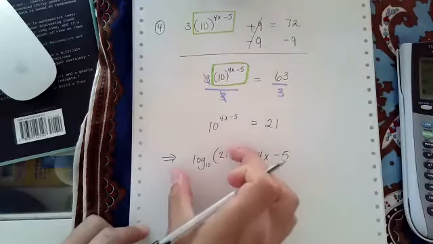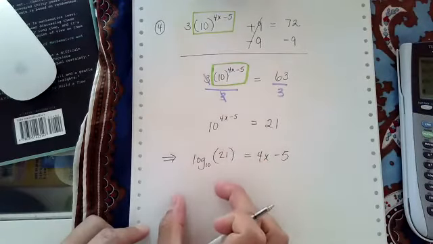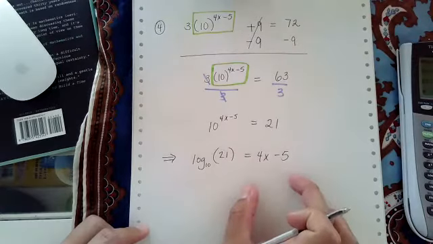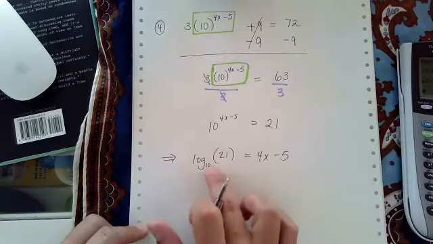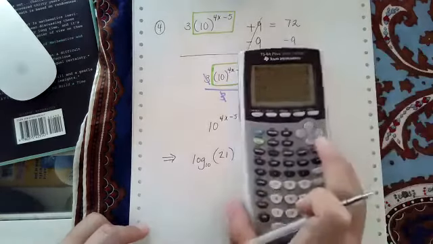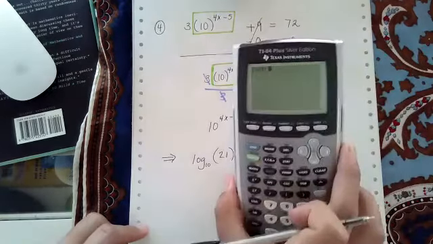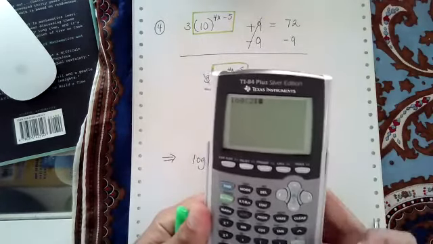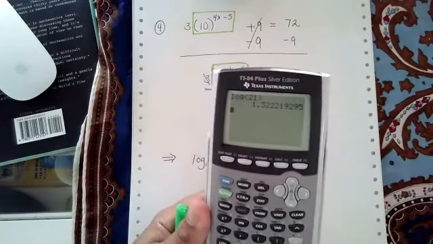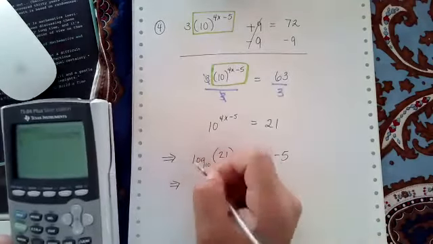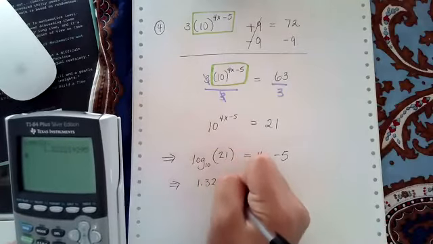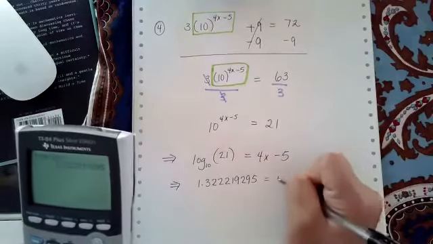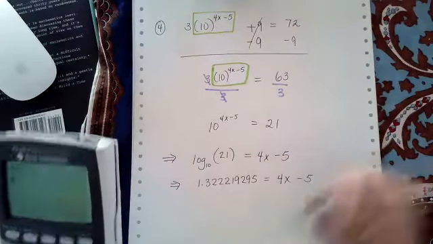And so now we can evaluate this in the calculator, get that number, and then all we have to do is go about isolating our x. So remember that log base 10 is the common log. So we can just use our log button in the calculator. And we don't have to put a 10 because the calculator understands that's 10. Log of 21 is this ridiculous number. We'll just bear with it. 1.3222192947 is equal to 4x minus 5.